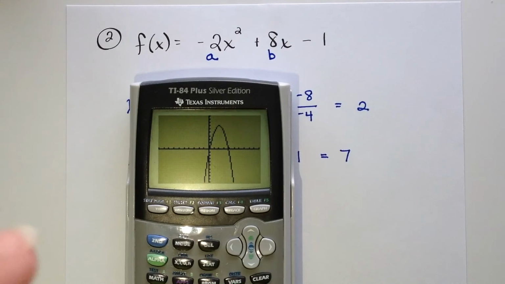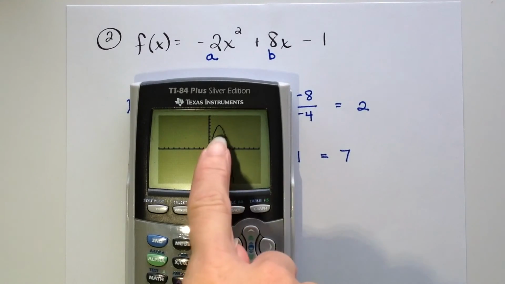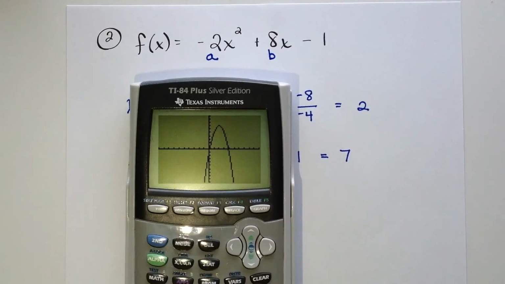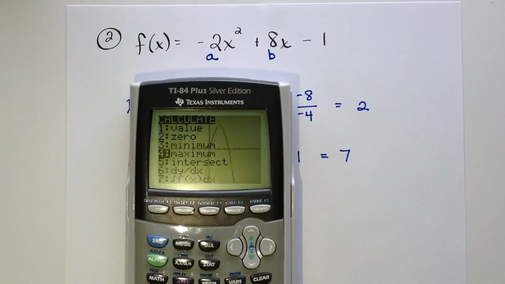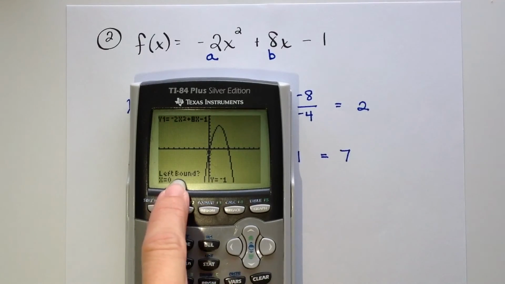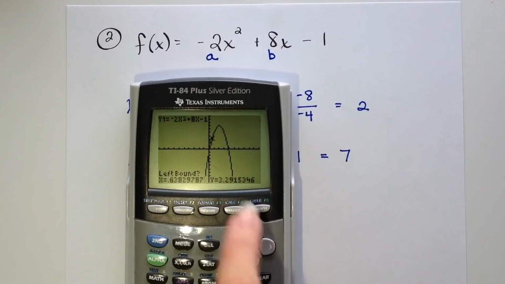Okay, now your vertex, of course, depending on which way your parabola opens, could be located at the top or the bottom. In this case, it's located at the top. So that would be referred to as a maximum point. So you could go to second trace, and you'll notice that option number 4 is maximum. If your parabola opens up, then you're going to choose option number 3, which would be minimum. So maximum. Now, it always starts out with left bound, so you do need to have your cursor on the left side.